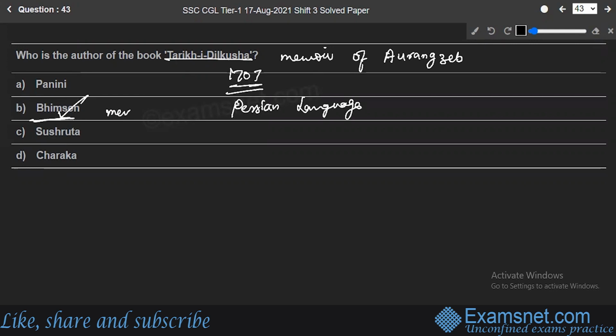Bhimsen, if you talk about Bhimsen, he was a soldier, a news writer for Aurangzeb. So, answer to our question is option B, Bhimsen. He was the author of the book Tarikh-e-Dilkusha. Hope you are clear. Let's move to the next question.